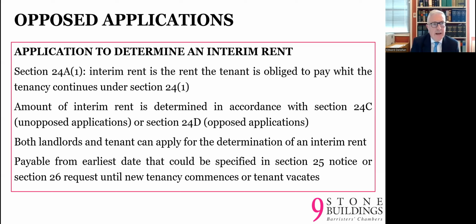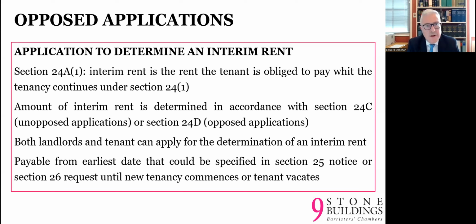And you can make that application at any time up to 6 months after the termination of the current tenancy. So even if a tenant has to leave because the landlord is successfully opposed, the landlord has 6 months after the current tenancy terminates to make an application. And even if the tenant gets a new tenancy, the current tenancy will determine immediately before the new tenancy starts, and there's still a 6 month period after that for either the landlord or the tenant to apply.